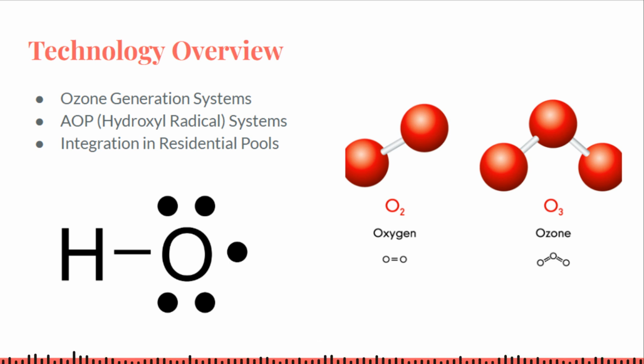For instance, CMP's next-gen AOP units integrate APG ozone cells, a UVC reactor, and an injector manifold in one compact unit. Like ozone-only systems, AOP is used as a supplemental treatment to enhance water quality in conjunction with a residual sanitizer. Integration in residential pools.